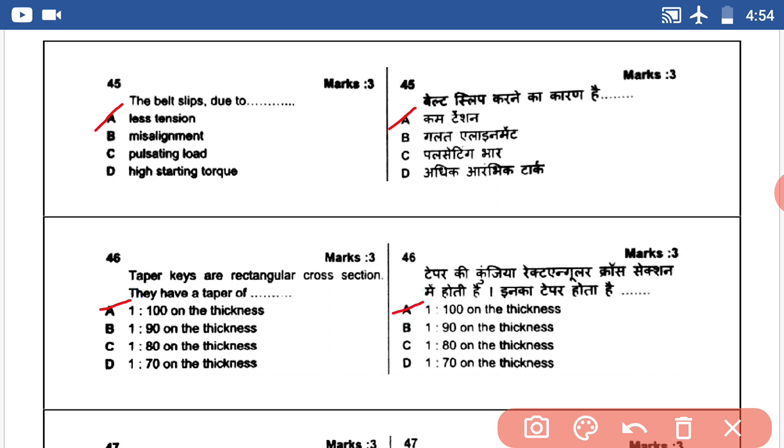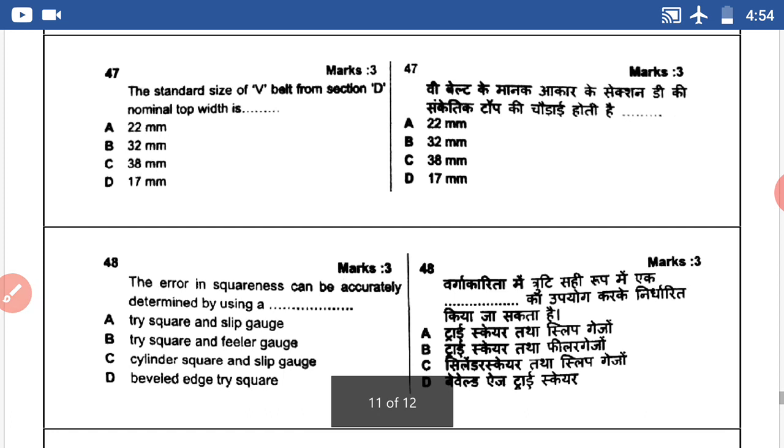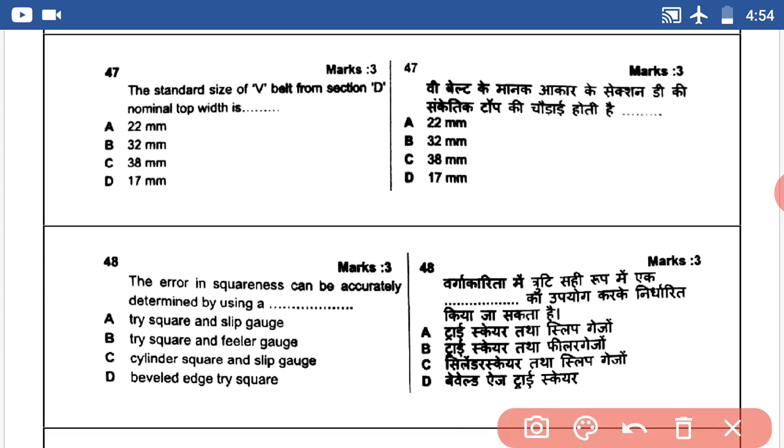Question number 47. The standard size of V belt section D nominal top width is dash. The answer is 32 mm. Answer B, 32 mm.